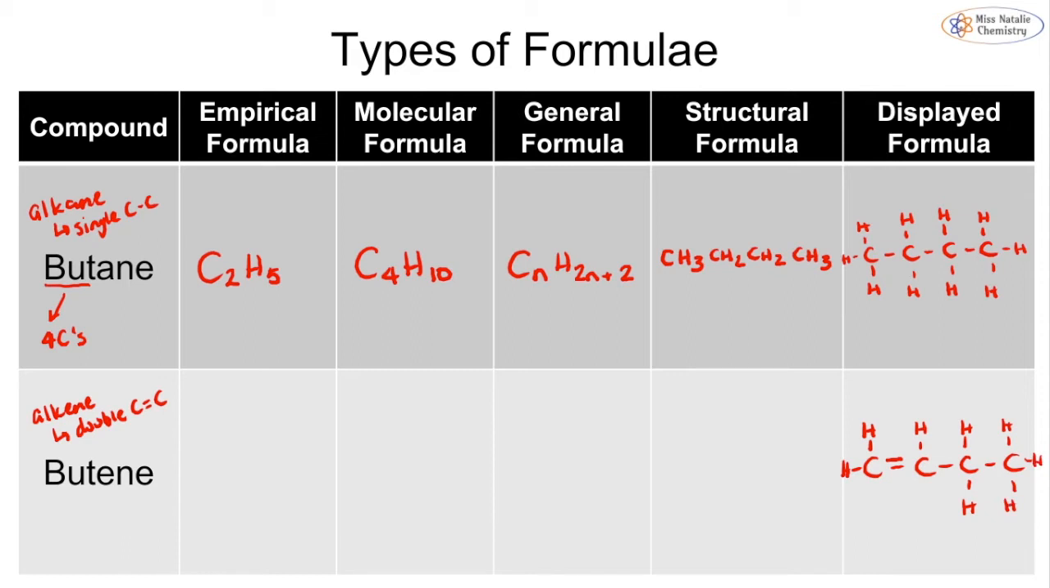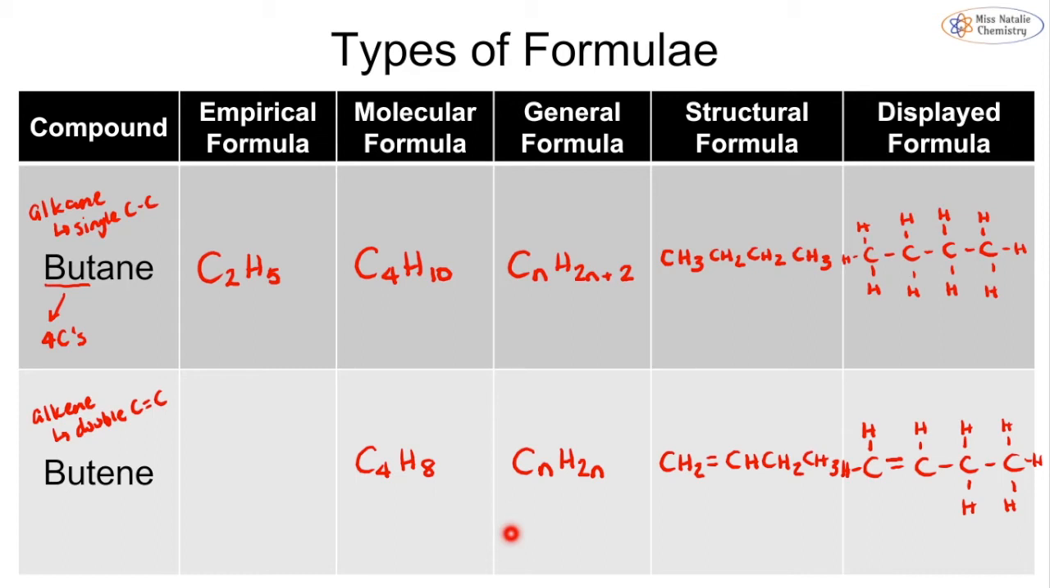And what I'm going to do is write out my structural formula, which is CH2, and then I show my double bond. I then have CH, CH2, CH3. Again, my molecular formula this time, I'm counting. I've got 4 carbons again, but this time I have 8 hydrogens. So my general formula is CnH2n. So this time I'm just multiplying the number of carbons by 2 to get my number of hydrogens.